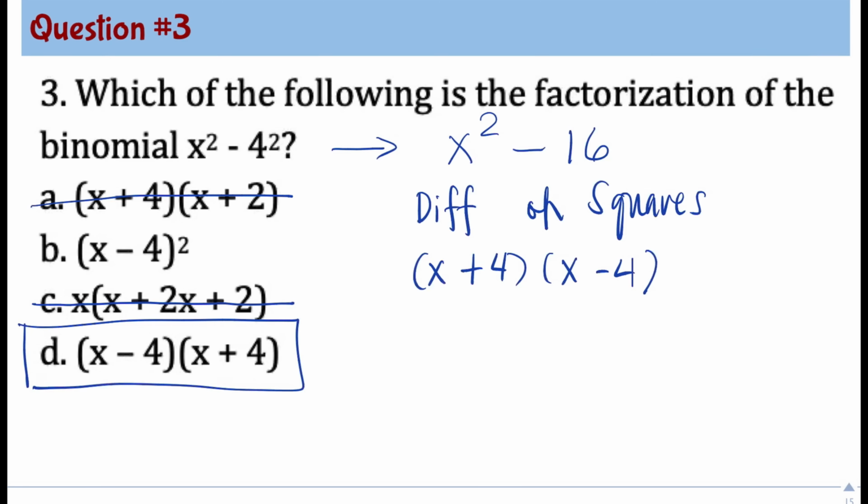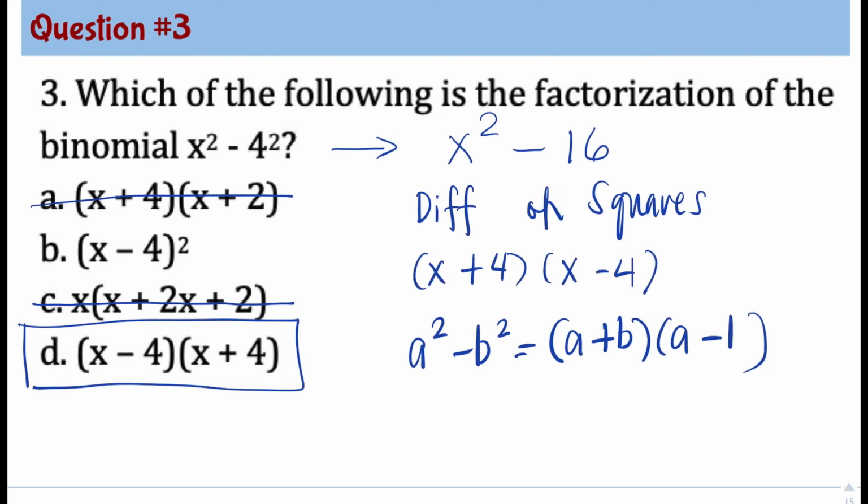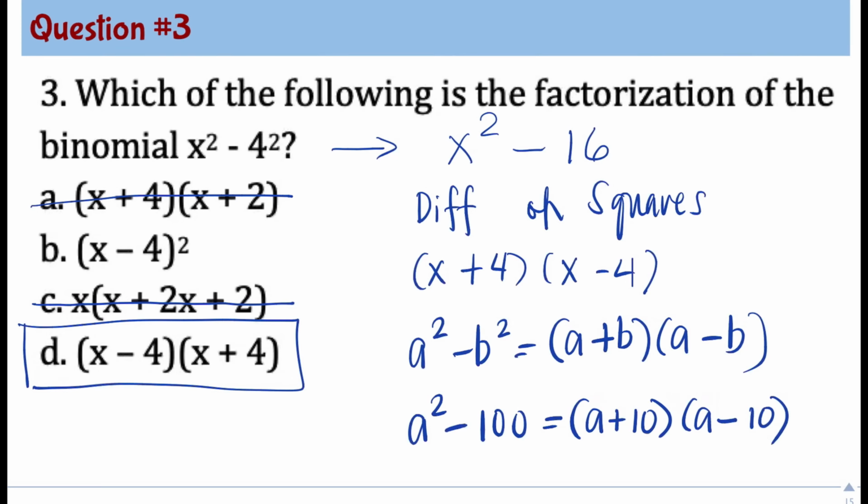Another example is if you have a squared minus b squared, you can factor it again as a times a, that will give you a squared. Then you need to do plus b times minus b because b times negative b will give you minus b squared. Also, if you have a squared minus 100, we can factor this difference of squares as a times a, that's a squared, and one will always be plus, the other one is minus. For the 100, you need to use a perfect square, 10 and 10. So plus 10 and minus 10.